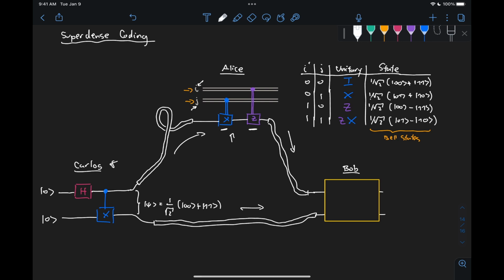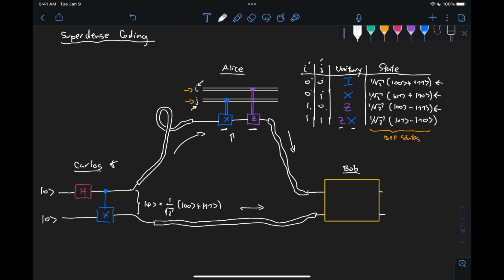If I and J are 0,0, it's like she's not doing anything, so it's applying an identity gate. So our state is just the original Bell state. Now, if we have 0,1, then we apply an X gate. So then this Bell state changes to 1 over root 2 of (0,1 plus 1,0). And then if we have 1,0, then we apply a Z gate to the qubit. So we get the Bell state 0,0 minus 1,1. And lastly, if both of them are 1, we apply both a Z and an X gate. So we get 0,1 minus 1,0.